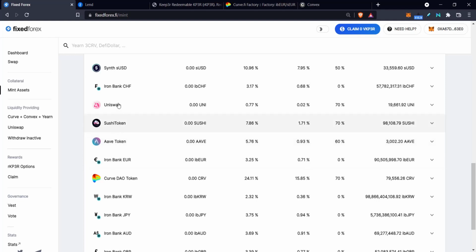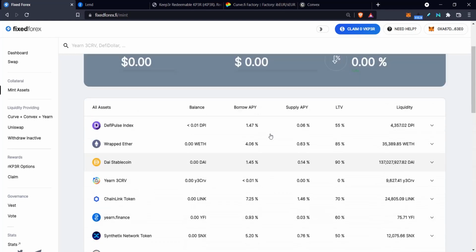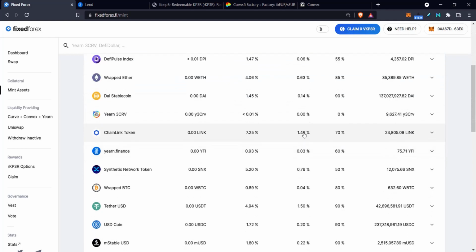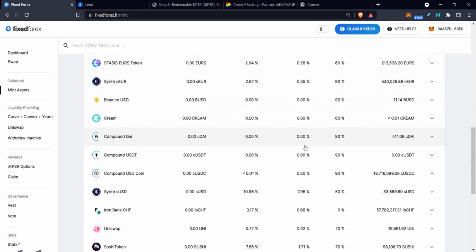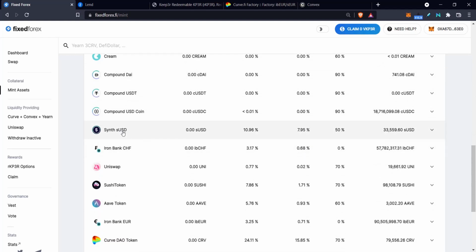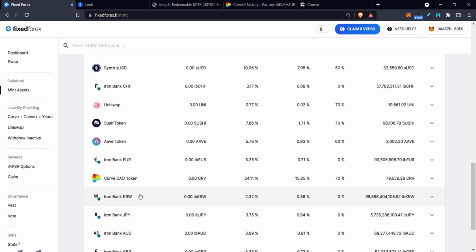However, when you supply tokens here, you do get a supply APY for some of these tokens that are used a lot. Maybe with Tether you might get 1%, or with synthetic USD you get 8%. So if you put some tokens in here as collateral, you can get some supply APY, depending on whether people are also borrowing these tokens from the Iron Bank. This is how they get these tokens into circulation: they have to be backed by currencies in the Iron Bank and then released into circulation.